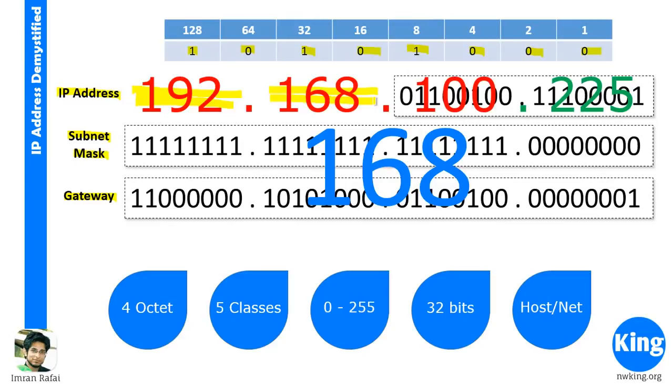Similarly, if you follow the same procedure, you could convert all these numbers to their decimal equivalent. An IP address is 4 octets long. As we already saw, you have 4 octets separated by a dot. An IP address is also a 32-bit number. As we saw, you have 32 bits in every IP address. Every octet is 8 bits: 1, 2, 3, 4, 5, 6, 7, 8, so 8 bits times 4. So it's a 32-bit address.